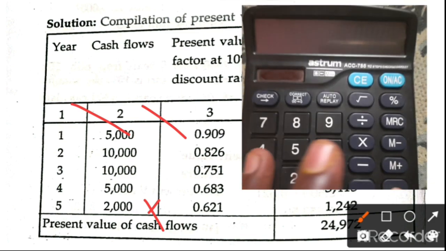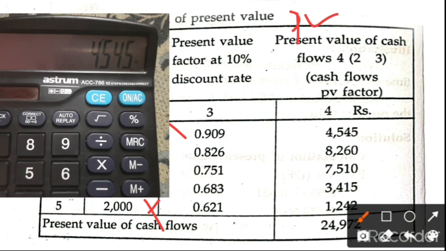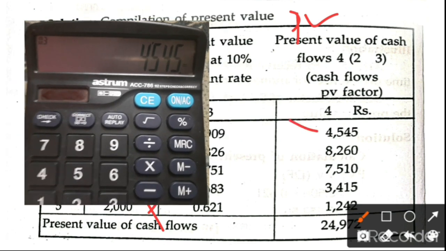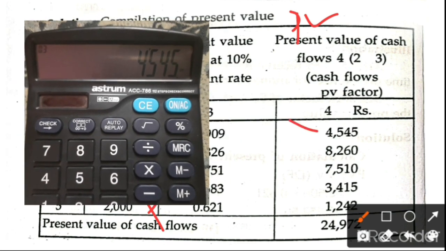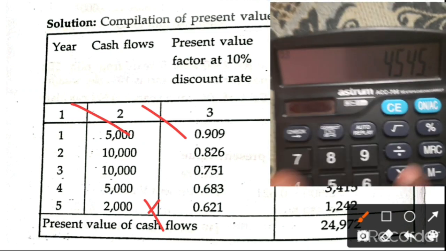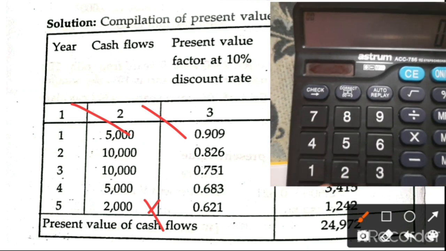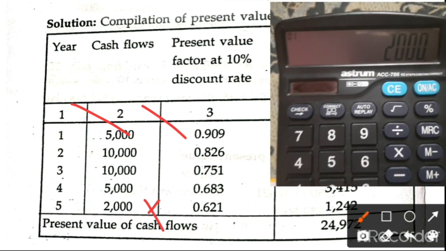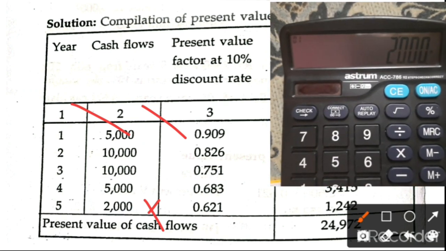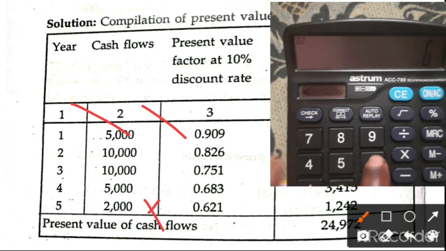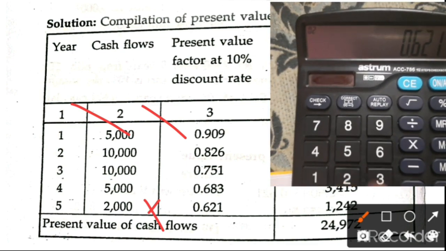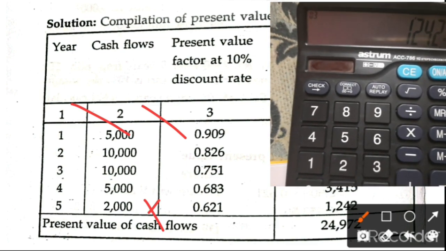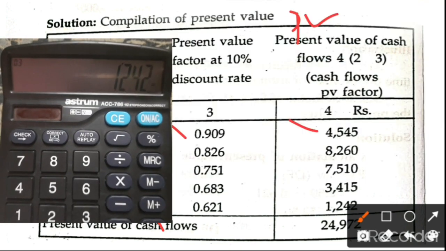So after that, just put the equal sign, it will become 4,545. So yes, we got it, 4,545. Same thing again for the second year, and just go on for the second year, third year and fourth year. Directly I will do the fifth year. So 2000 into 0.621, just put the equal sign. So then 1242, 1242.